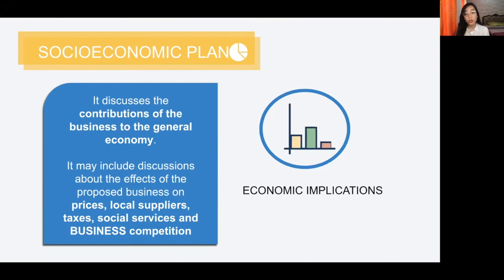So kung kanina social problems yung tinatry isolve ng ating mga enterprises, now we need to look at the economic implications na ngayon. So it may include discussing about the effects of the business when it comes to taxes, social services, prices, local suppliers, and business competition. Now, is it a healthy competition? Masyado na bang tawag dito, congested yung market? Nagiging dahil ba dun sa mga business na nag-emerge dyan? Dumadami ba ngayon yung mga tao? That is actually good when it comes to transactions. Umiikot ba yung pera dun sa lugar? So, isa yan dun sa mga possible na tignan ninyo when you talk about economic implications. Okay?